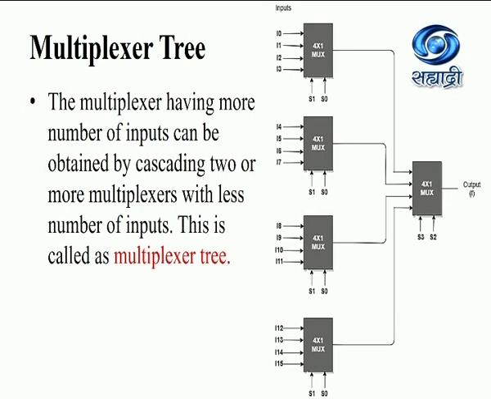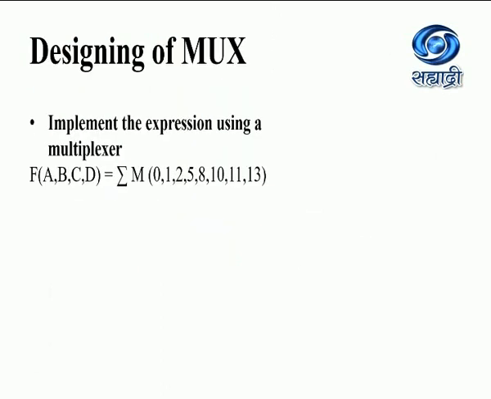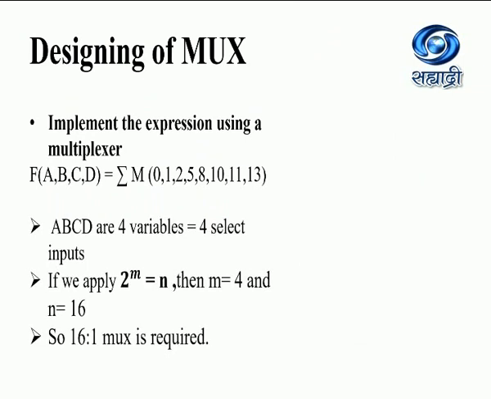So here 4:1 is used 4 times, then we can apply 16 inputs for this multiplexer tree. So let's solve the designing of mux. The first problem is implement the expression using a multiplexer as A, B, C, D, and we have 0, 1, 2, 5, 8, 10, 11 and 13 as the multiplexer inputs.